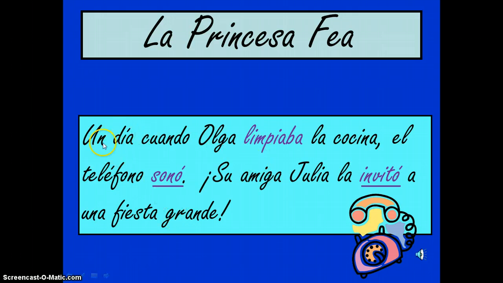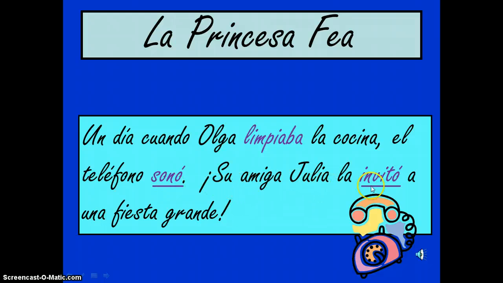Next, un día. Now you see a trigger. This trigger is for the preterite. Un día, cuando Olga limpiaba la cocina, el teléfono sonó. So we said this is an indicator for the preterite, but you see the next verb's imperfect. What's up there? Well, you got two verbs in one sentence. Notice that limpiaba is your background action and sonó is your interrupting action. Do we know exactly when the phone rang? Yes, while she was cleaning the kitchen. Do we know when she began to clean the kitchen? No, we don't. We just know that that was going on in the background when the telephone rang.